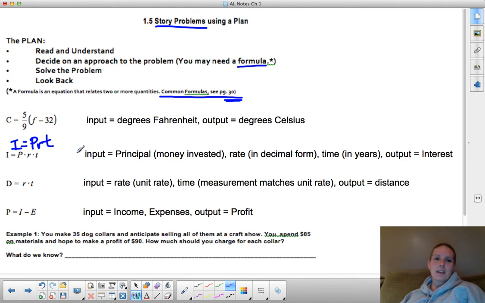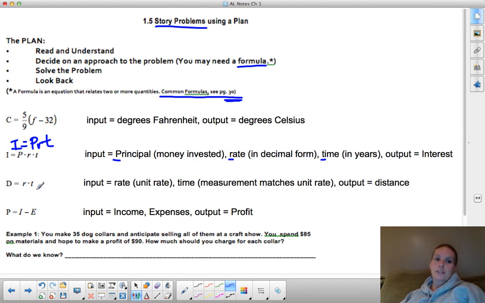In this problem, the input values are going to be principal, rate, and time. So P, R, and T. That word principal, remember, means money invested. Rate is always used in decimal form. And in this formula, time is always expressed in years. Once we plug those values in, the output is going to be the interest that we earn.